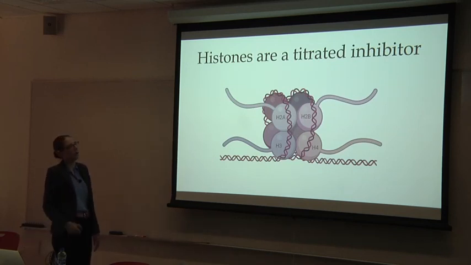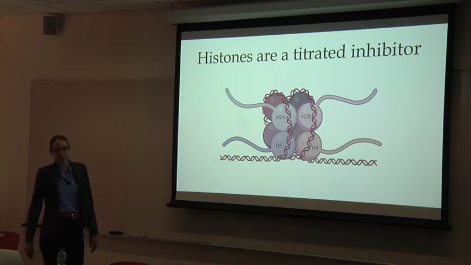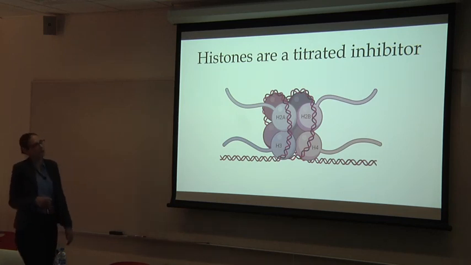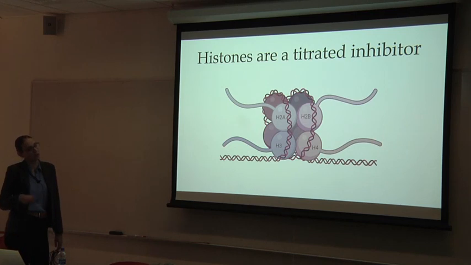Histones make a really good candidate for the titrated inhibitor. In particular, histones H3 and H4 are the ones that came out of my purification. They make a really great candidate for the titrated inhibitor because they're super abundant. They're the most abundant chromatin protein.